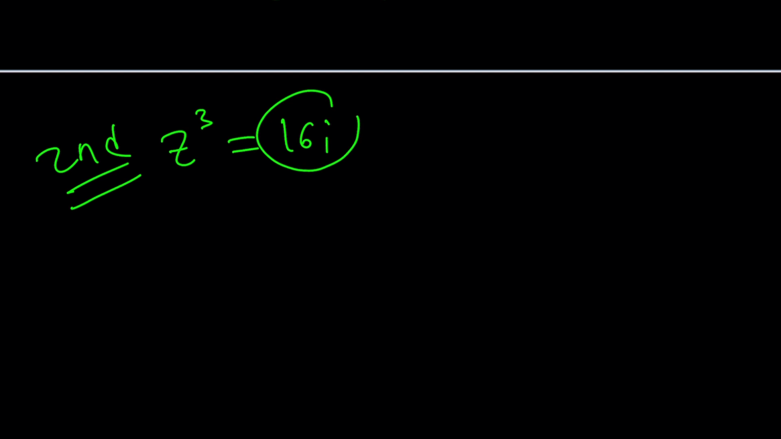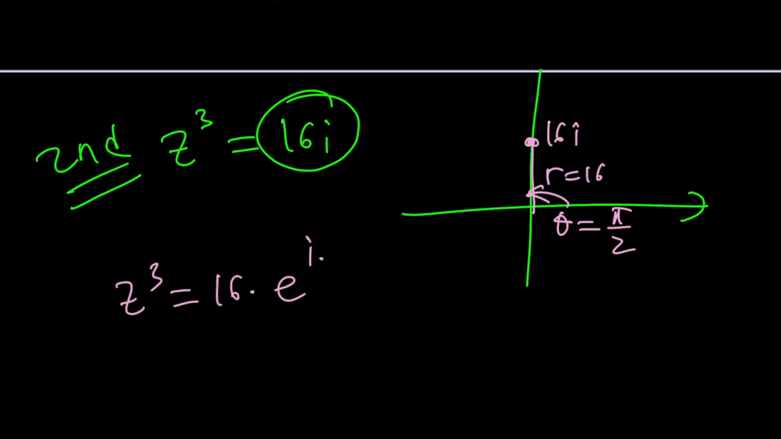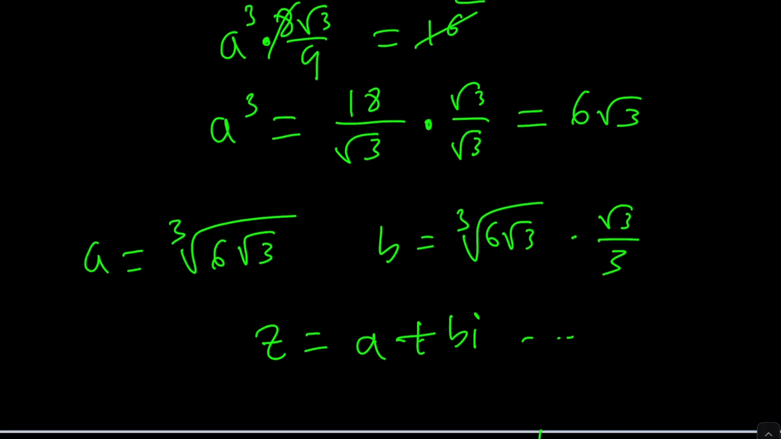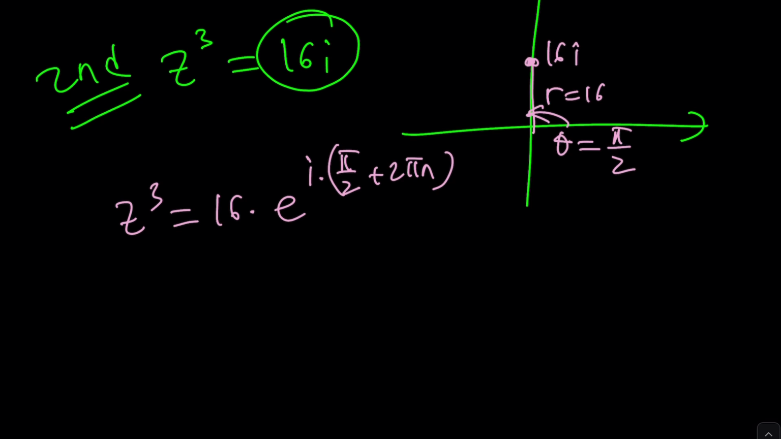I can go ahead and write this in polar form. 16i is imaginary, so it's going to appear here, 16 units away from 0, which is its modulus, and then the theta, which is the argument, is going to be pi over 2. Of course, we can now write this as 16 times e to the power i pi over 2, but I've got to be kind of careful because we need to add multiples of 2 pi, because there are 3 cube roots. We only found one of them, right? The others are going to come up from the other values.